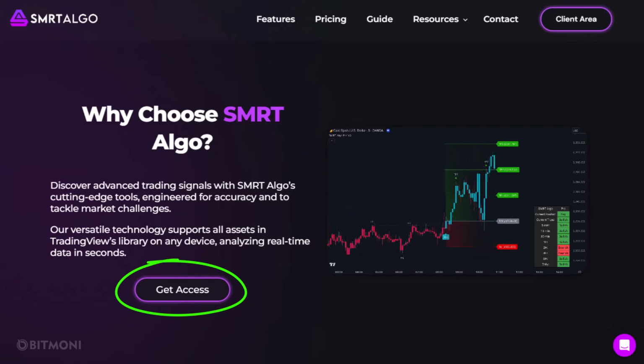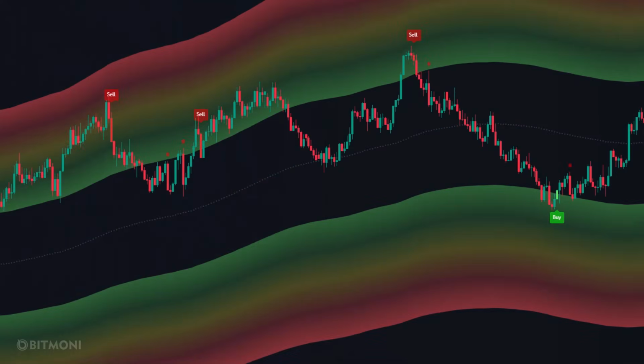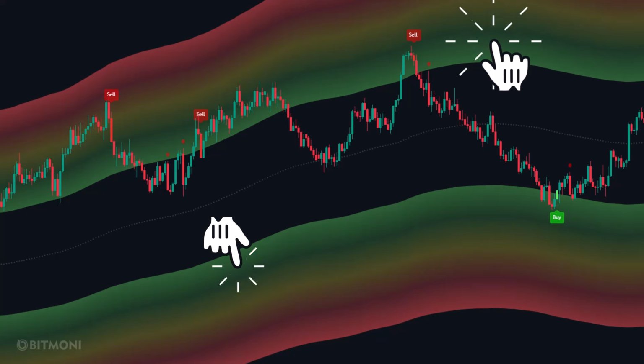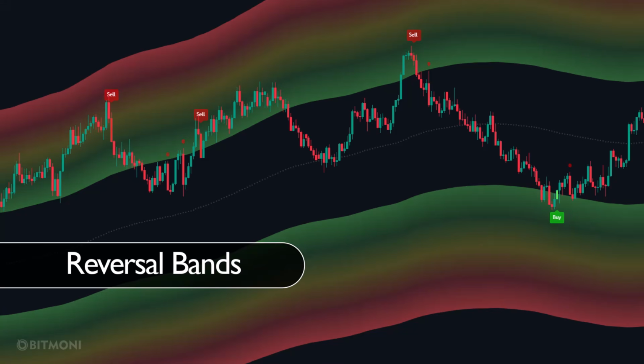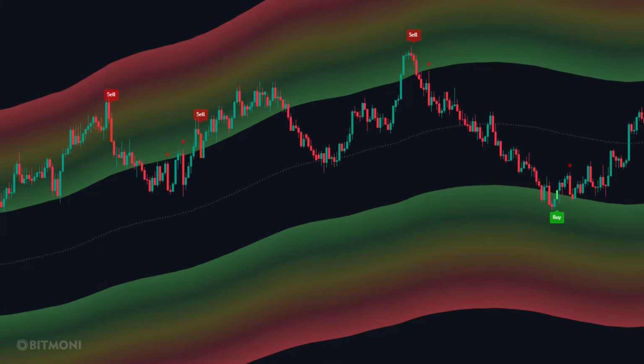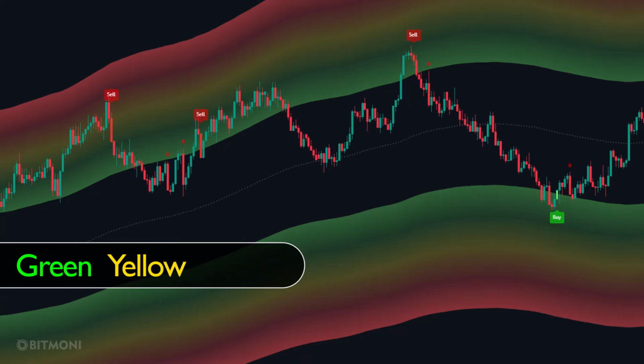Now, let's go over the features of this indicator. At first glance, you'll notice the upper and lower bands displayed by the indicator. These are called the reversal bands, which represent different levels of price overextension. The dynamic nature of these bands, which adjust based on real-time market data, provides a constantly updated visual representation of potential reversal zones. The reversal bands consist of three different colors: green, yellow, and red.